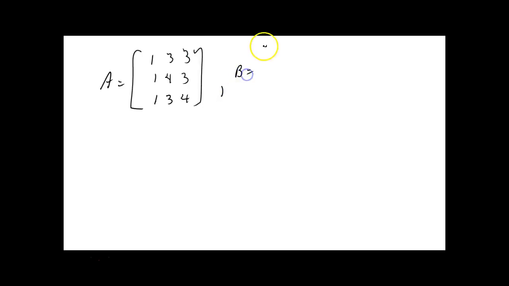Here's a matrix B. 1, 2, 3. 1, 3, 3. 2, 4, 3.